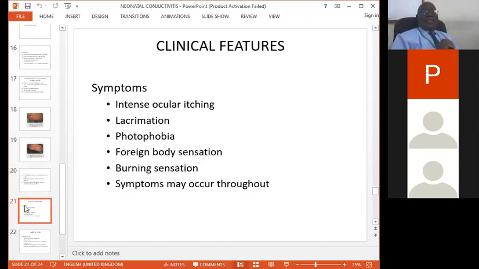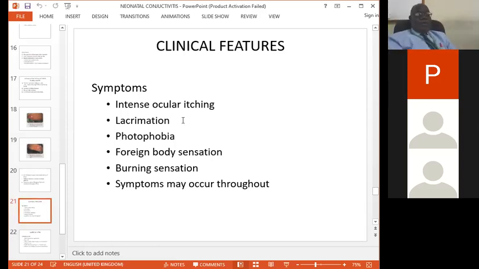Clinical features, symptoms: intense ocular itching. Children will try to scratch even with dirty hands. So from the itching, the patient himself introduces bacteria into the eyes, and you may have a combination of bacterial infection and allergy, two features. Sort out the bacteria: put the patient on an antibiotic, a combination of antibiotic and anti-allergic. They will be okay.